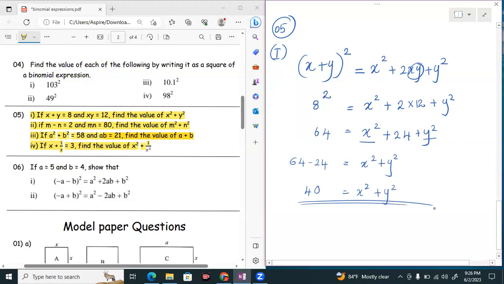The main thing is, first of all, you have to identify what is given, and then whether it is a sum or a difference. If it is a sum, expand. If it is a difference, expand. Then you have to substitute each of the given values. Now, when x added y is given, that means x plus y is 8. So, substitute it.